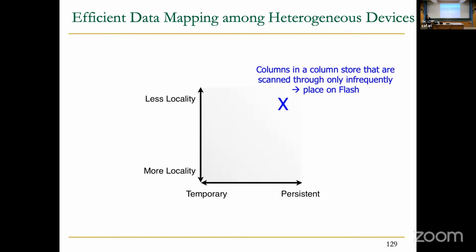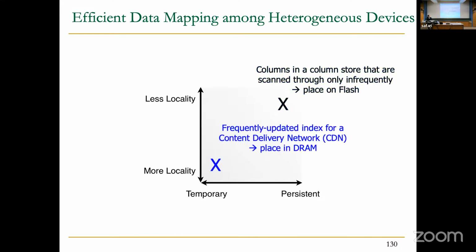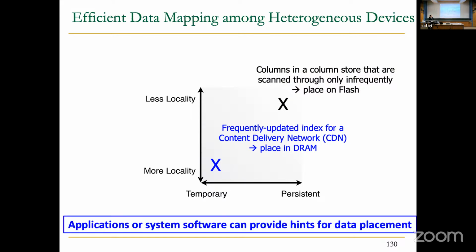For example, if we have columns in a column store that scans through only infrequently accessed data, we can place them on the flash since it has less locality, but it needs some persistence. Another case is that we want to use some frequently updated index for a content delivery network. We can place it in DRAM since it has more data reuse and requires high performance. So we conclude that applications or system software can provide hints for the data placement.